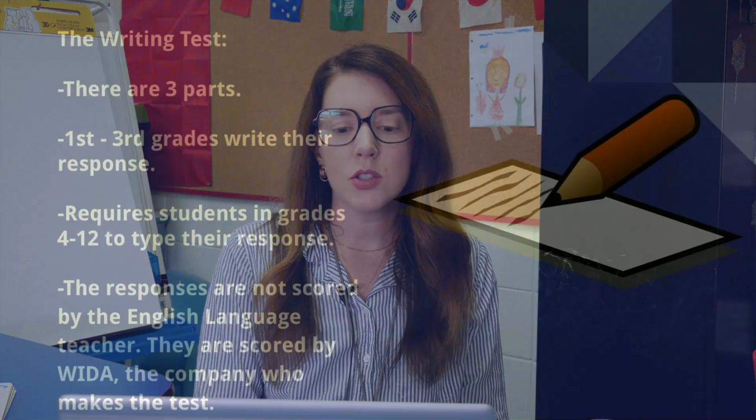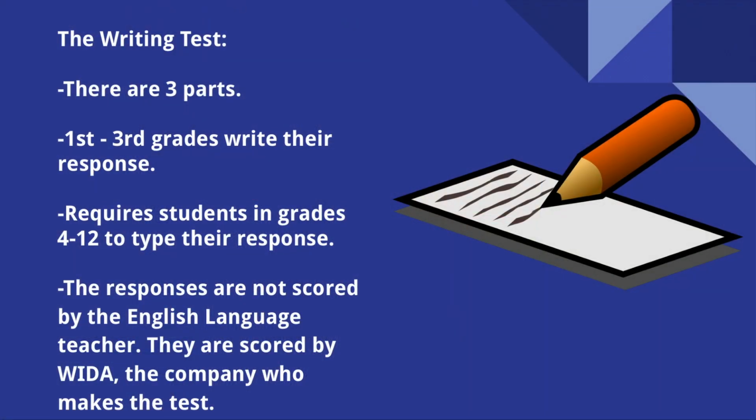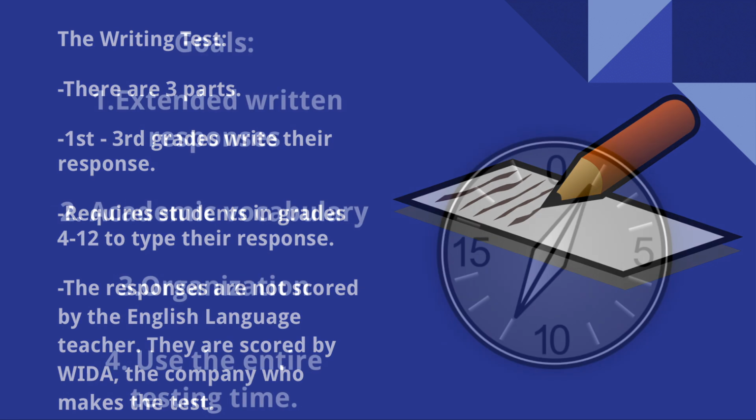Today we're going to discuss taking the third grade writing test for Access. Here are some things to know. First through third grades write their responses, while fourth through 12th grades type their responses. All grade levels have 3 parts. The responses are not scored by the English language teacher, but by WIDA, the company who makes the test.